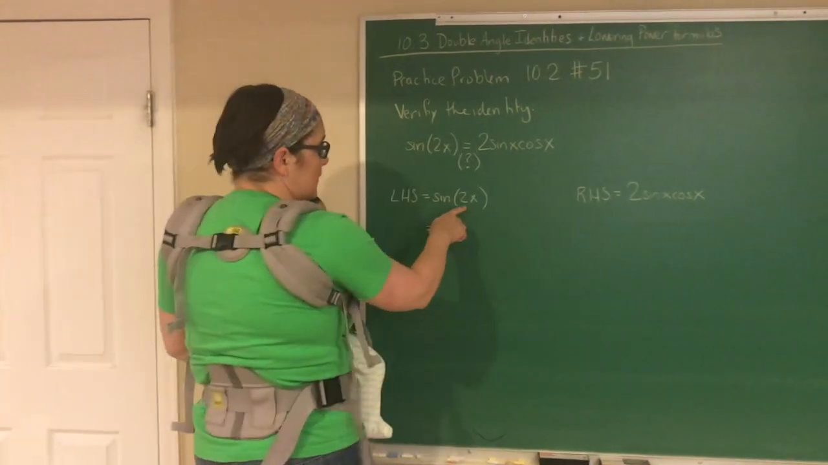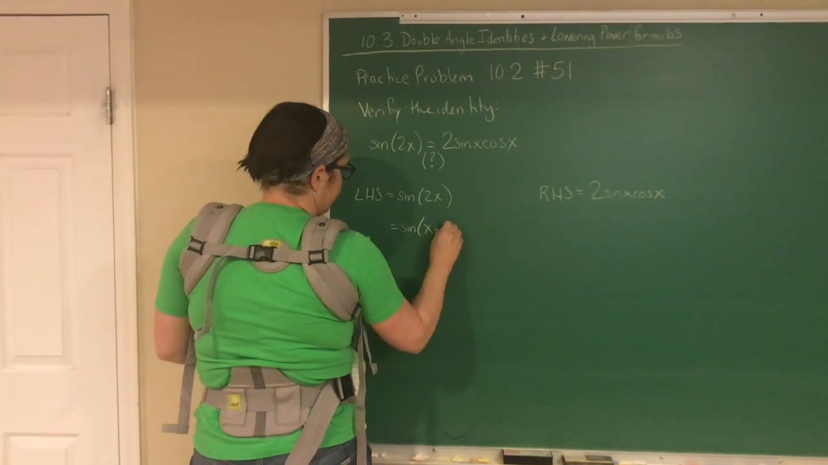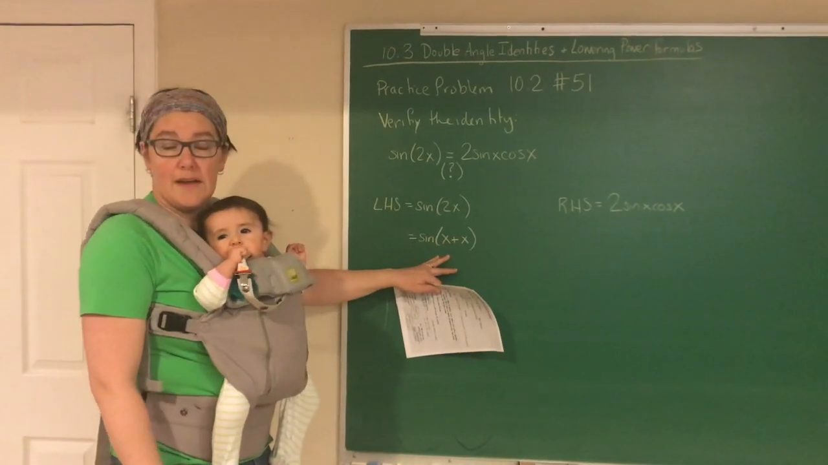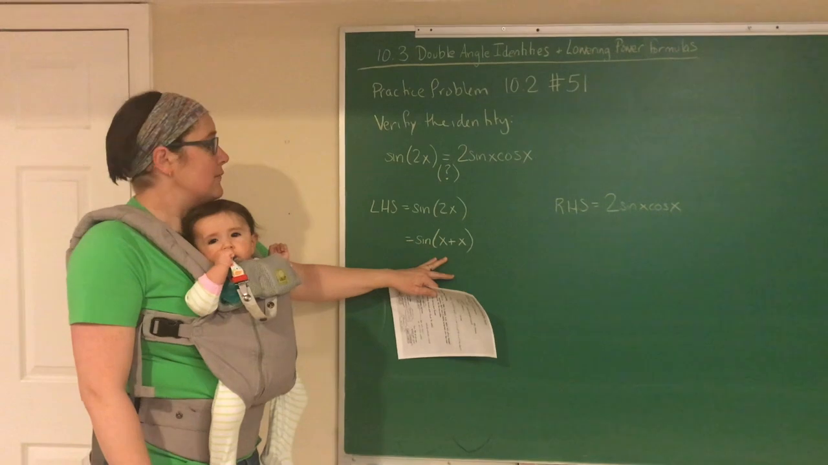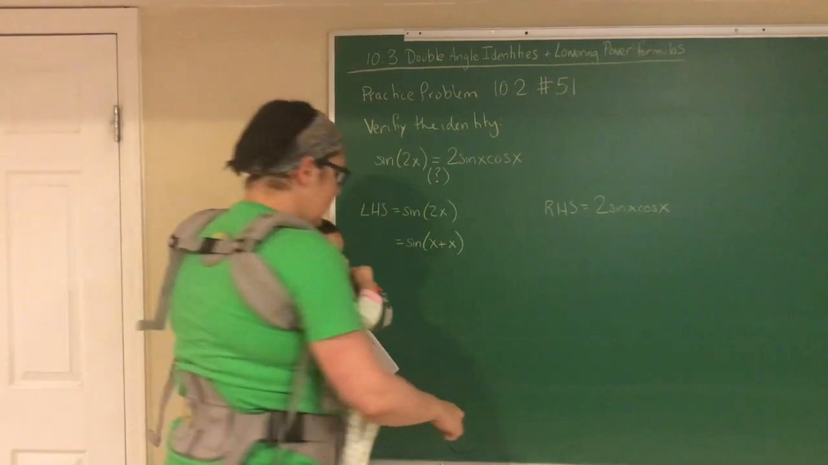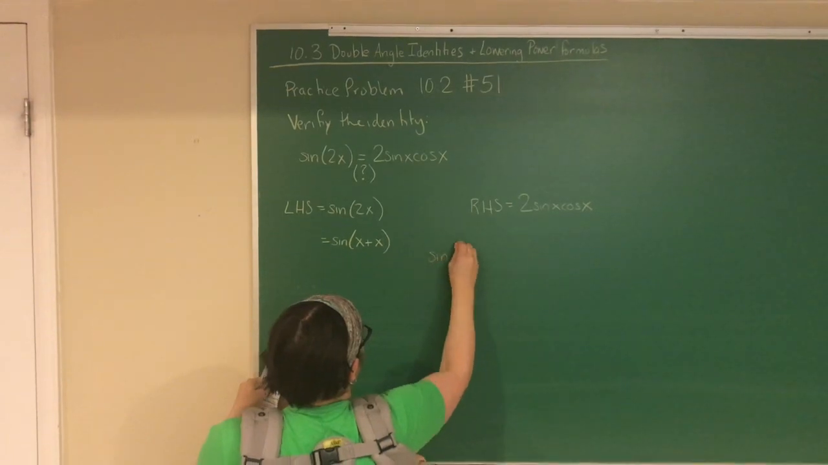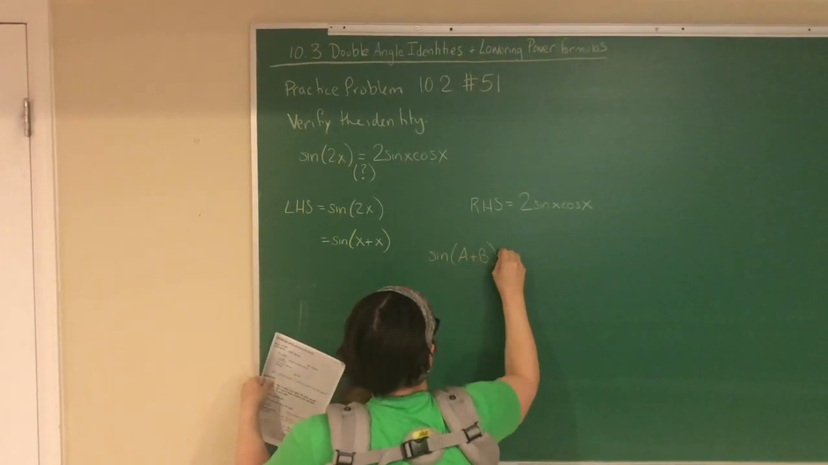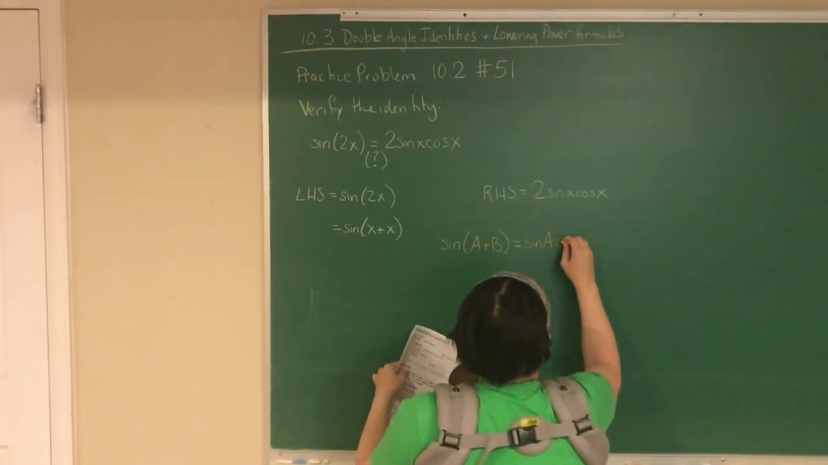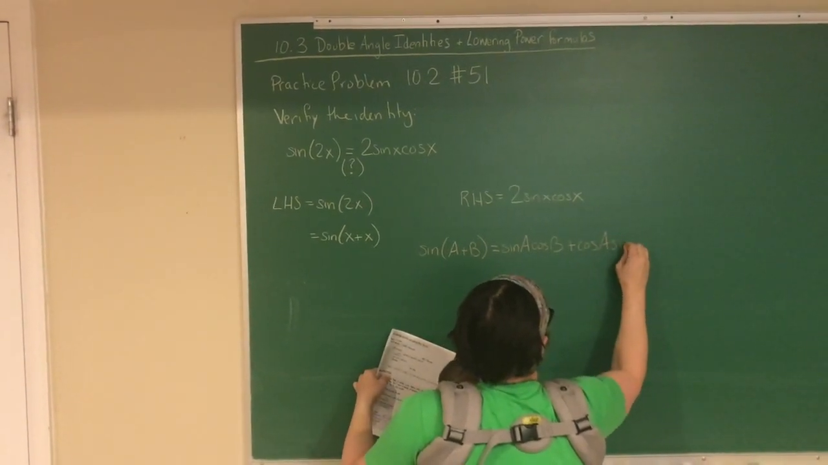Think about this: 2x is really the same as x plus x. So I can write sine of x plus x. Now, to use our sum or difference identity, probably the one I'm going to use is the sine identity, where I'm adding two things together. I'll write down that identity: the sine of a plus b is equal to the sine of a times cosine of b plus cosine of a times sine of b.